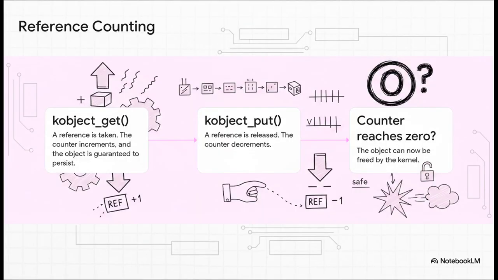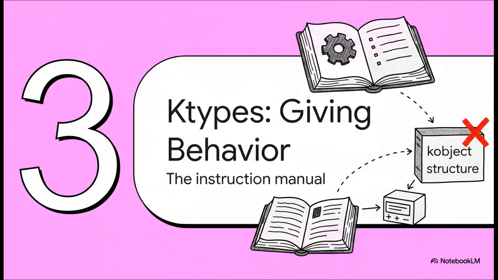So this whole reference counting thing is actually pretty elegant. Anytime some code needs to use an object, it calls kobject_get. That's like saying, hey, I'm using this, don't delete it, and it bumps a counter up by 1. When it's done, it calls kobject_put, which is like saying, okay, I'm finished, and the counter goes down. Once that very last user is done and the counter hits 0, the kernel knows it's finally safe to free that object. Simple, right?